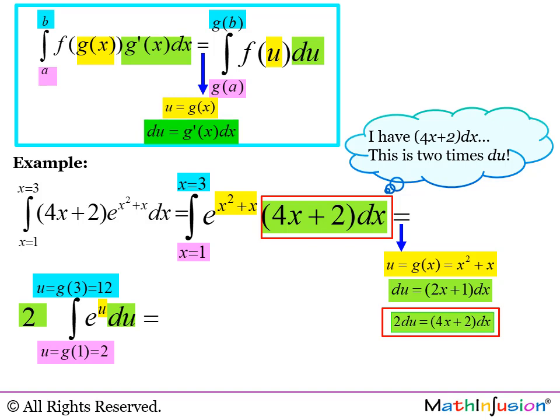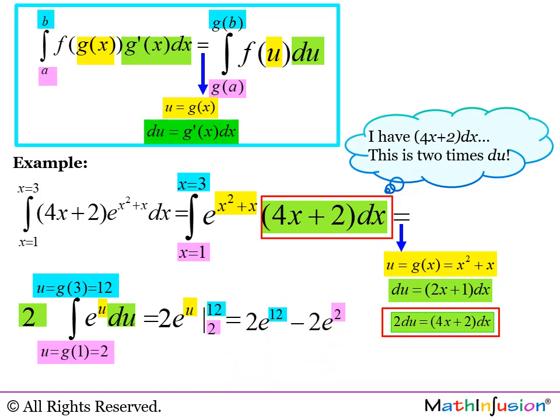Because we have 2 times du, I can take the 2 out of the integral using the constant rule. And 4x plus 2 dx is just du, and e to the power of x to the power of 2 plus x is e to the power of u. Please always observe that now you have an integral which is only an integral of the variable u. No x's, please. Okay, so I'm pretty much ready to do that.